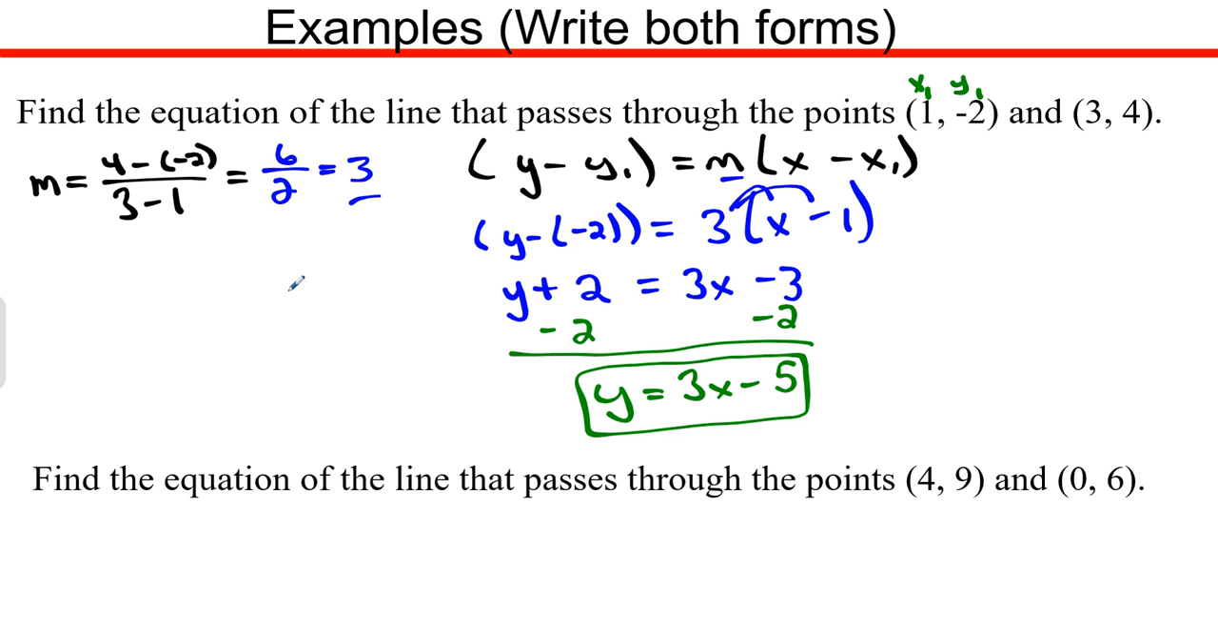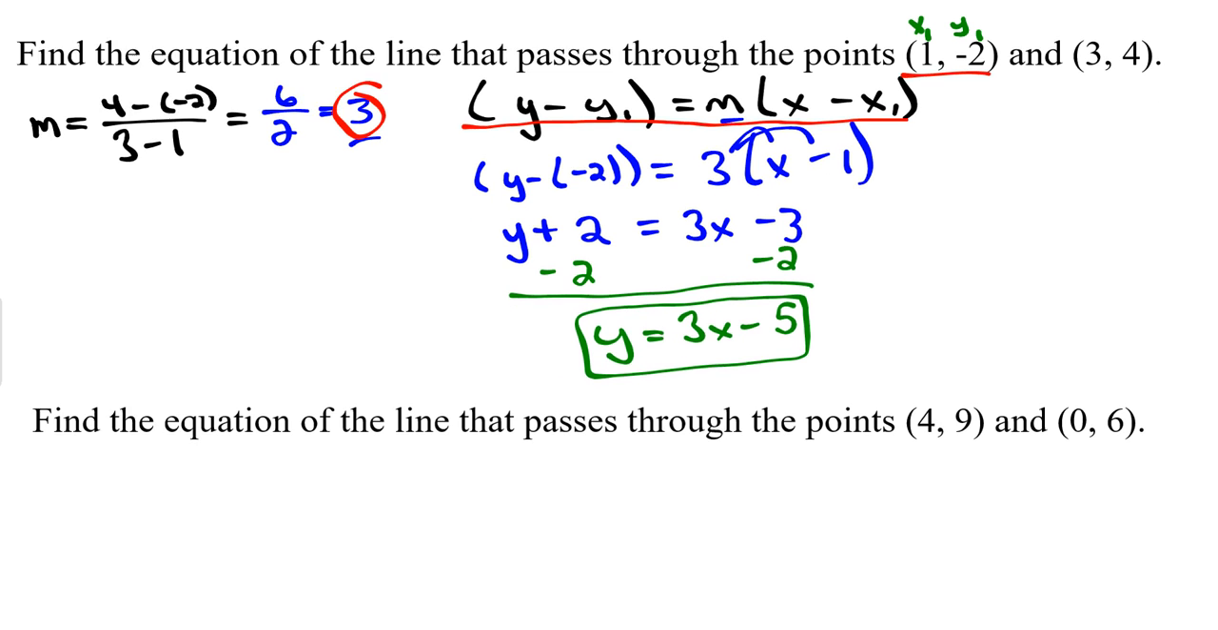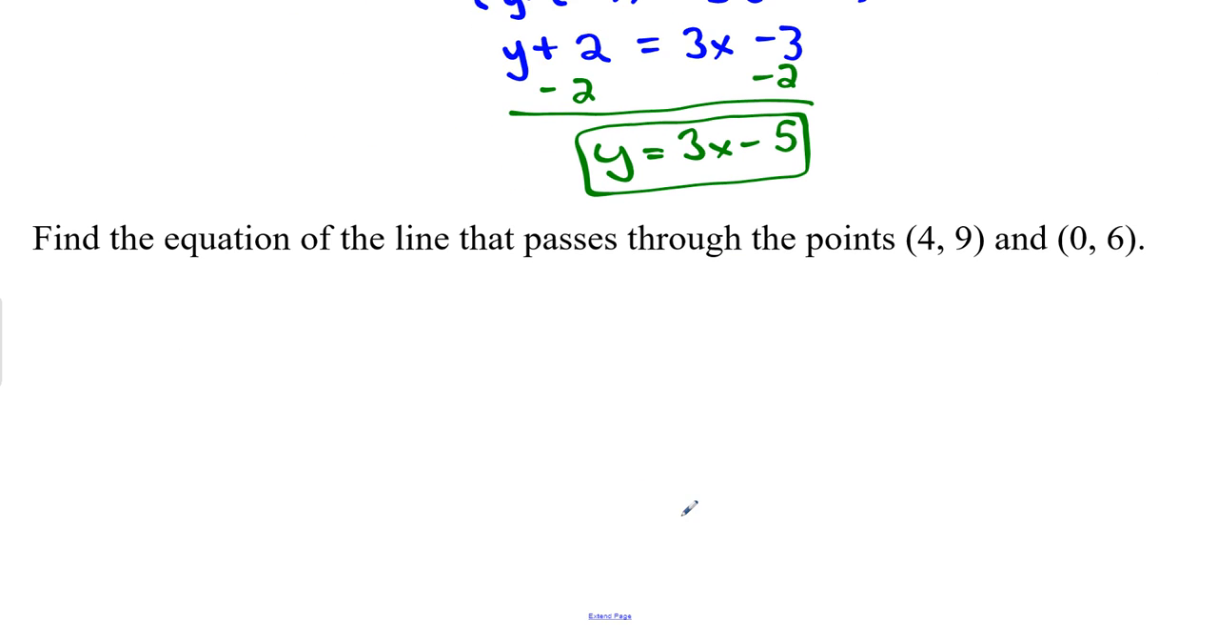Here's the correct answer for the top one. It had a line passing through the points (1, -2) and (3, 4). Once we found our slope between the 2 points, which was 3, we then used that slope and the first point, plugged it into our point slope form right here, and then simplified and solved for y and got y equals 3x minus 5. Let's go ahead and try this last one out. Go ahead and pause the video and try this one out, please.